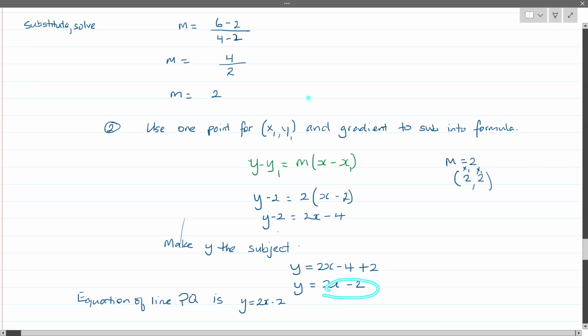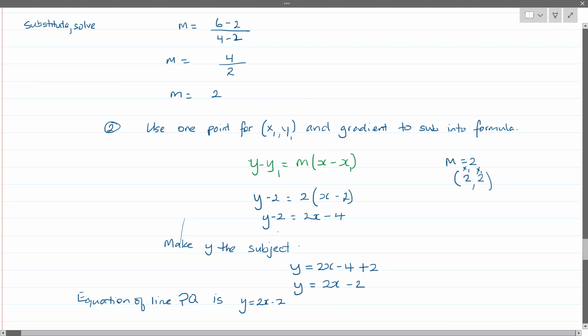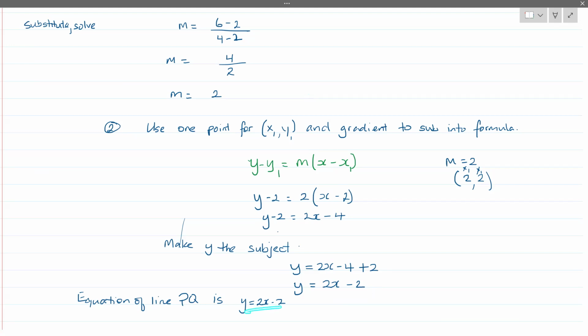So the equation of the line PQ is y equals 2x minus 2. This now, I could find any point on the line. If I take this equation and substitute a value for x or a value for y, I will find the corresponding value, and I'll be able to determine a coordinate of a point on the line. That's the importance of the equation of a line.